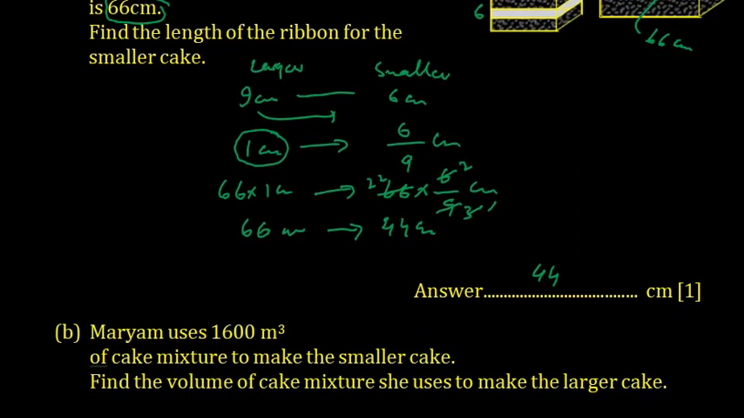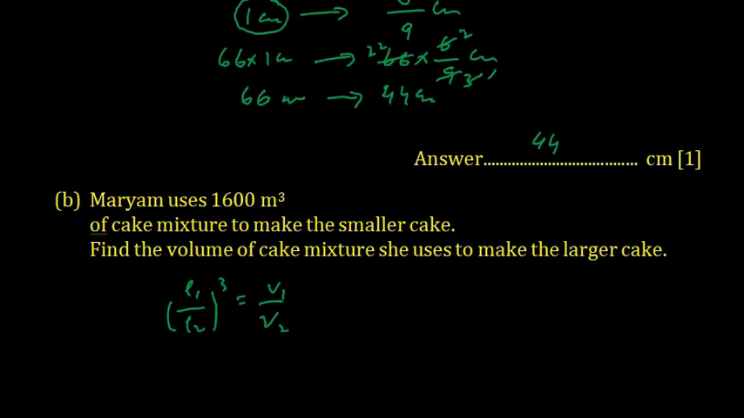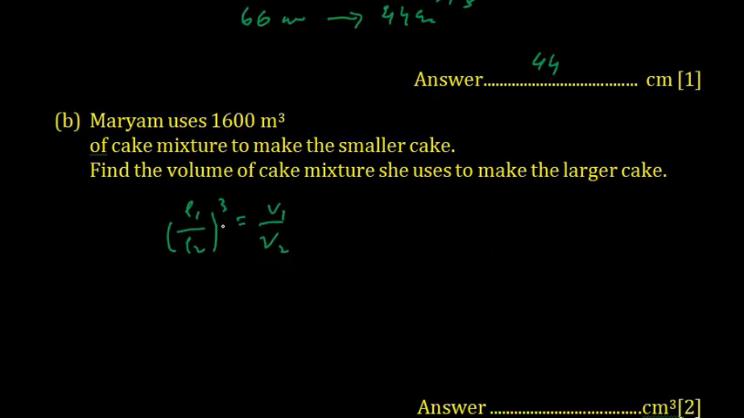Move to part B. Mariam uses 1600 meter cube of cake mixture to make the smaller cake. Find the volume of the cake mixture she uses to make the larger cake. So two similar cakes. We apply the formula (L1 upon L2) cube equals V1 upon V2. It is the formula for similar volumes. We take the cube of the corresponding side, or we may take the height. We are given the volume of the smaller cake.